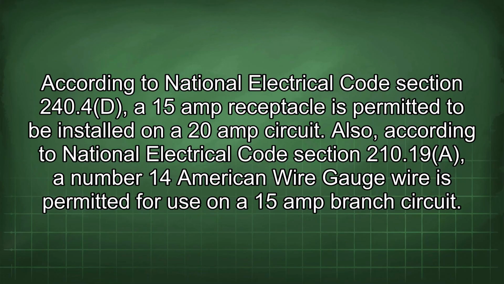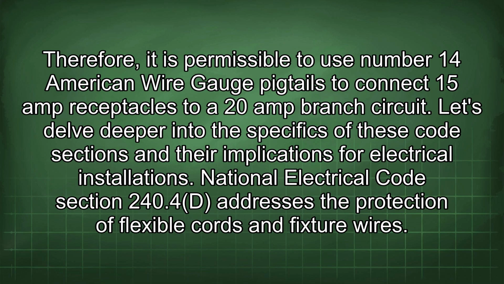According to National Electrical Code Section 240.4(D), a 15 amp receptacle is permitted to be installed on a 20 amp circuit. Also, according to National Electrical Code Section 210.19(A), a number 14 American wire gauge wire is permitted for use on a 15 amp branch circuit. Therefore, it is permissible to use number 14 American wire gauge pigtails to connect 15 amp receptacles to a 20 amp branch circuit. Let's delve deeper into the specifics of these code sections and their implications for electrical installations.